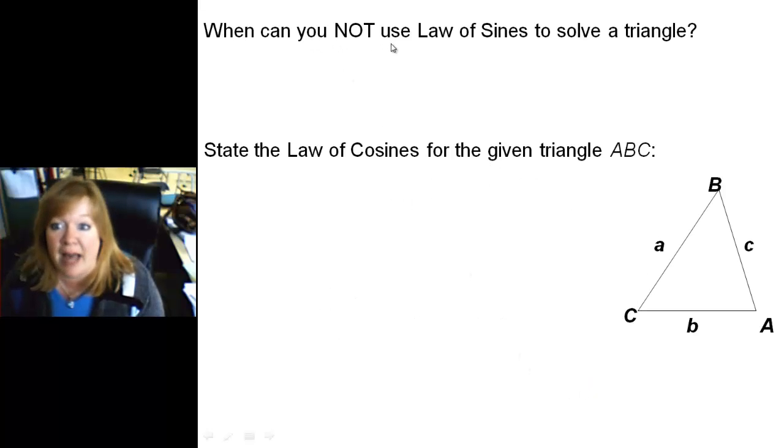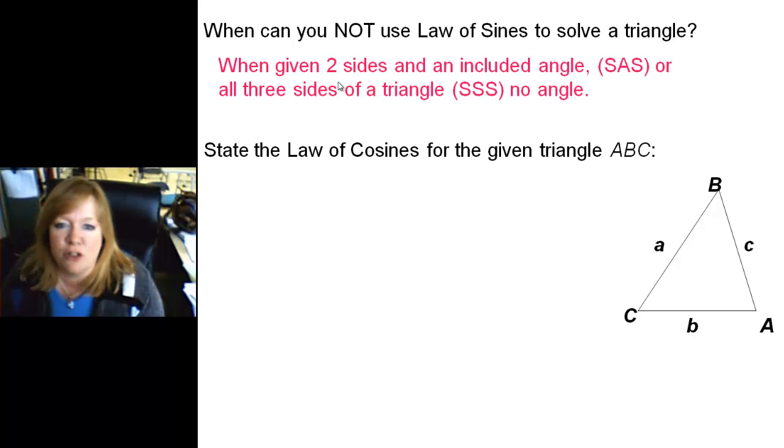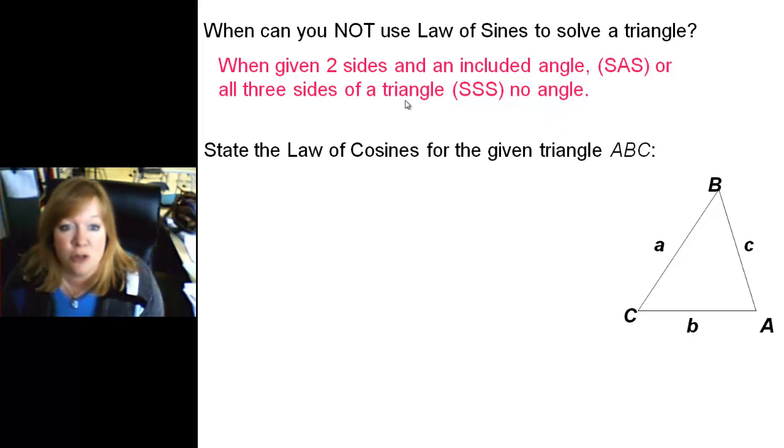When can you not use the law of sines to solve a triangle? When you're given two sides and the included angle. It might be known as side angle side. So if you have these two sides and this angle, there's no way to use the law of sines to solve a triangle. Or if you're given all three sides of the triangle and no angle at all. So in these two cases, you need something else. And that something else is, oh yes, the law of cosines.